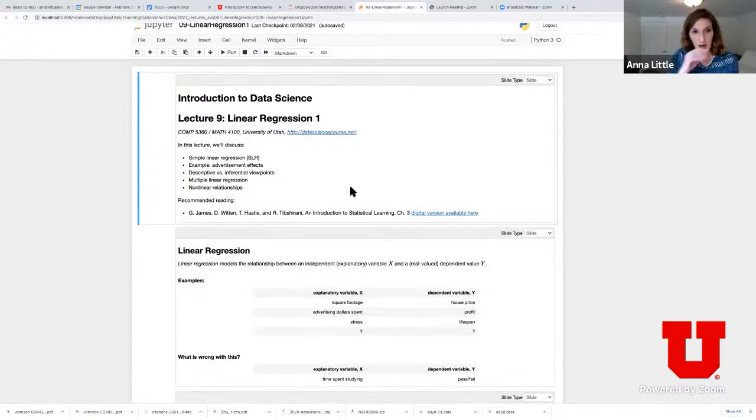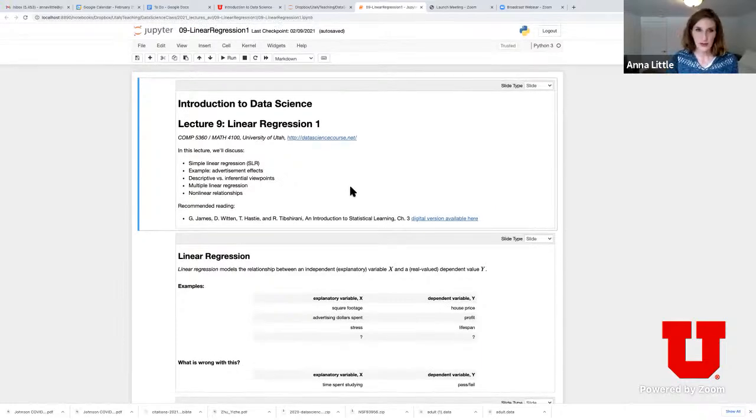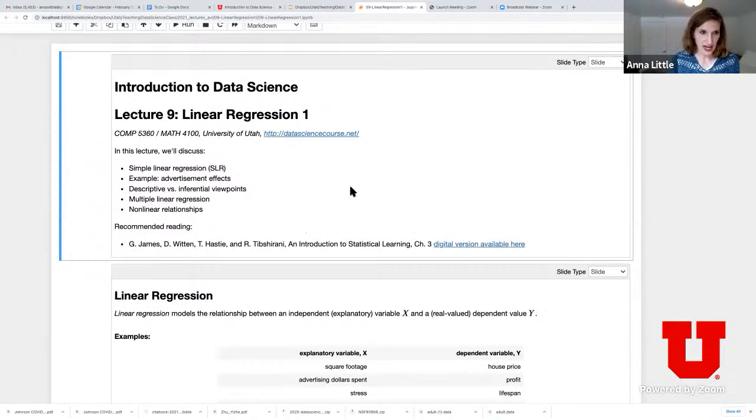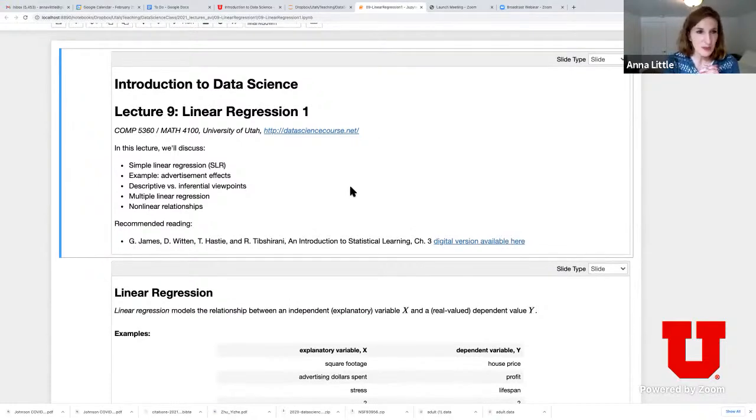Okay, so today we're going to be talking about linear regression. Actually, linear regression is the topic of the week, so we'll be talking about this both today and on Thursday. So we'll discuss a little bit simple linear regression, and we'll be looking at a data set which analyzes advertisement effects between different media like TV, radio, etc., to see what's the most effective. And we'll talk a little bit about linear regression as descriptive statistics and thinking about some of the inferential tasks that we can do associated with linear regression.